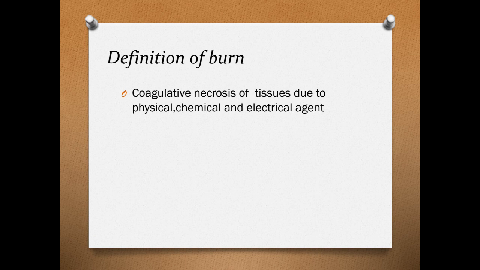Okay, what is the definition of burn? Burn is defined as coagulative necrosis of tissues due to physical, chemical, and electrical agents. Coagulative necrosis, because you know that in pathology, maybe you have come across the types of necrosis. Apart from coagulative necrosis, there are other types like mummifactive necrosis, liquefactive necrosis, and so on. So this is a coagulative necrosis, which is characterized by coagulation of body proteins.